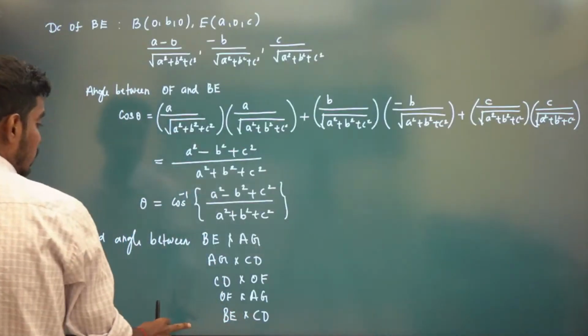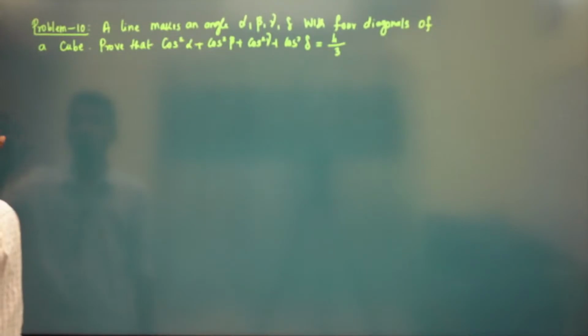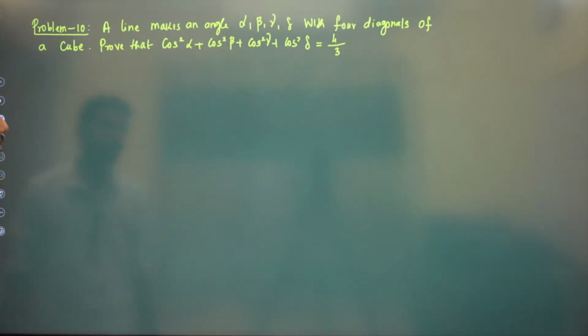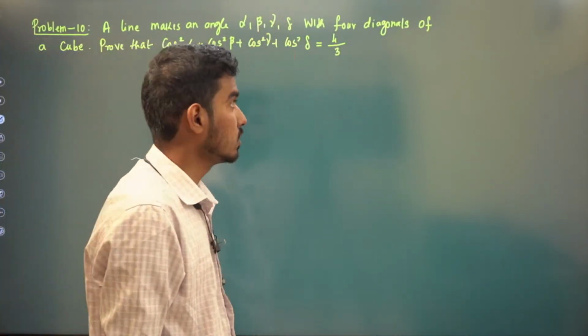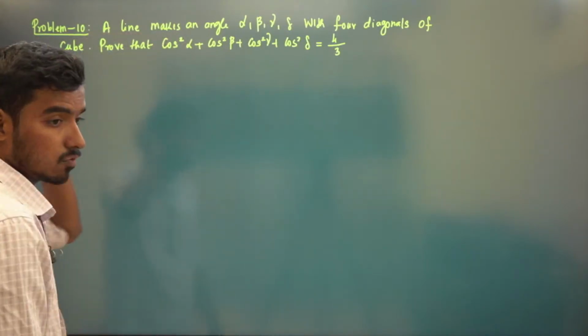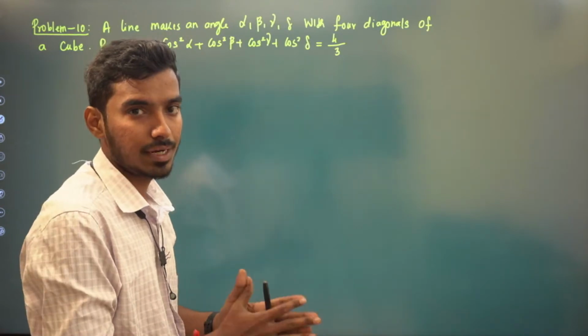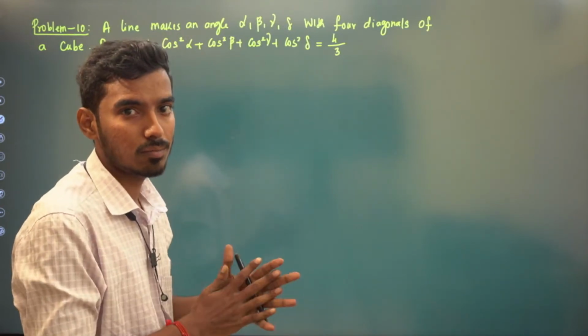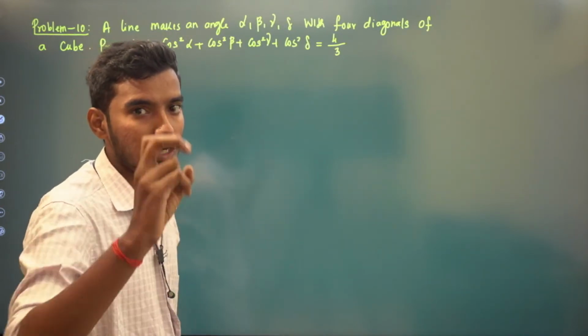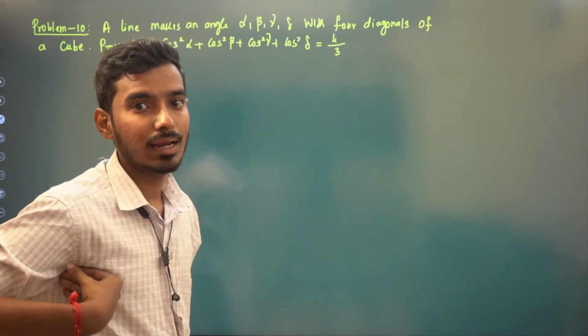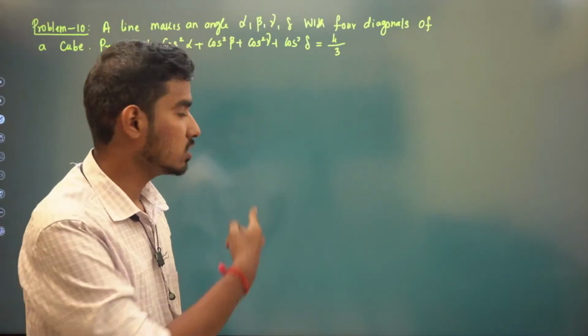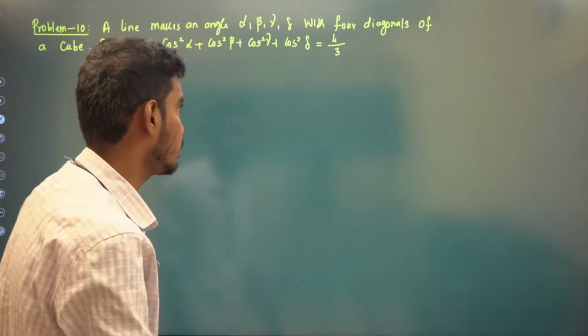So we move on to the 10th problem. A line makes angles alpha, beta, gamma. This is an IFoS question. Actually, there are 4 IFoS questions, as I said in the beginning. We have solved 3 already, right? In the very first class, we solved one problem, and in the last class, we solved 2 IFoS questions, on the parallel and perpendicular conditions. Now, this is the fourth and last question in the IFoS PYQ.